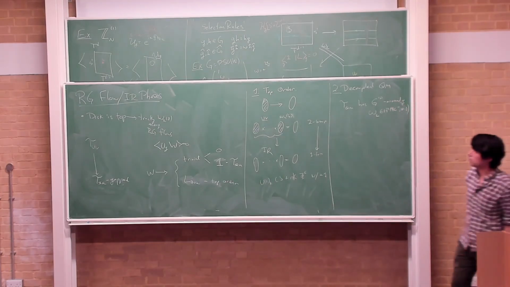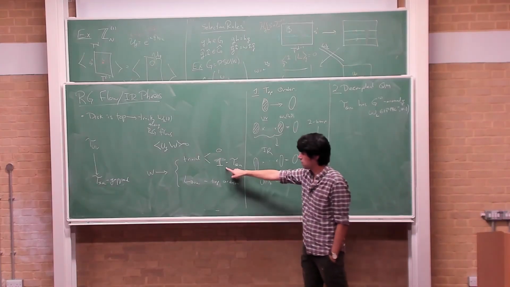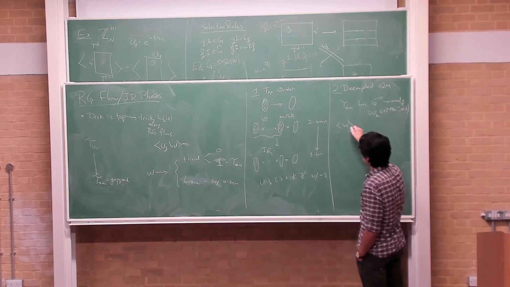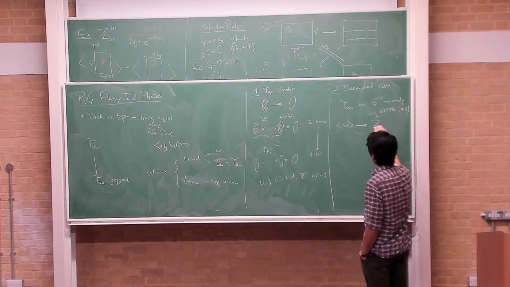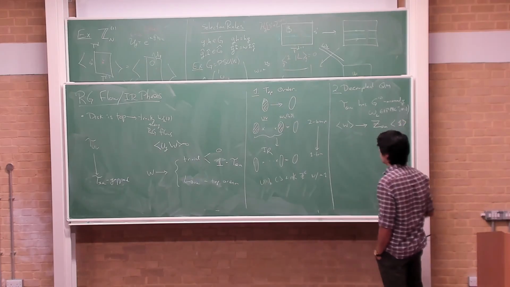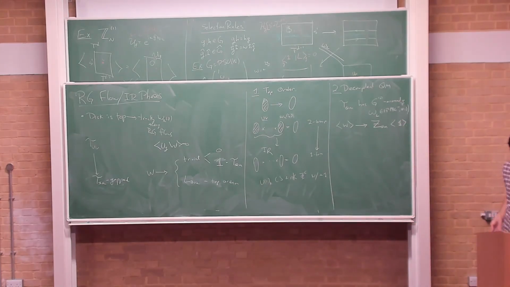So that's what's happening. And so what this means, the fact that the Wilson line flows to this, tells you that the expectation value of the Wilson line just flows to the partition function of this quantum mechanics, which we can normalize to the partition function of the quantum mechanics.